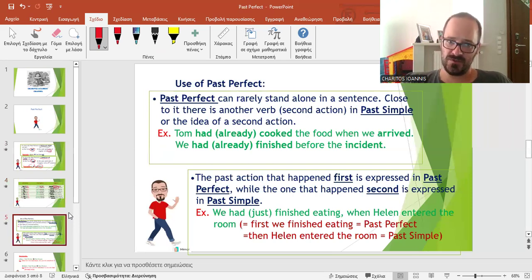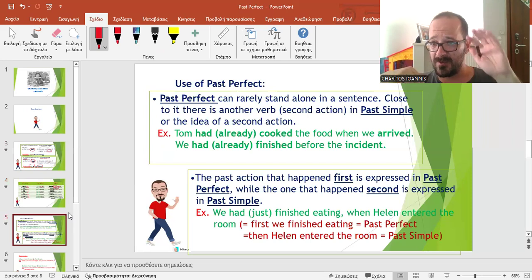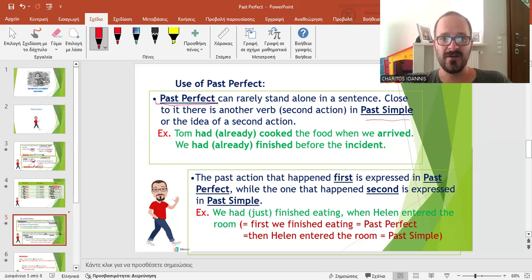Let's get to the use. Let's read the first rule. Past perfect can rarely stand alone in a sentence, right? Next to it, there is another verb, a second action, because remember, each verb is an action. So I have one verb in past perfect, one action. According to this rule, another verb in past simple, so a second action. So the second action will be in past simple. So here we see past perfect and past simple working together, and this is very common, right?